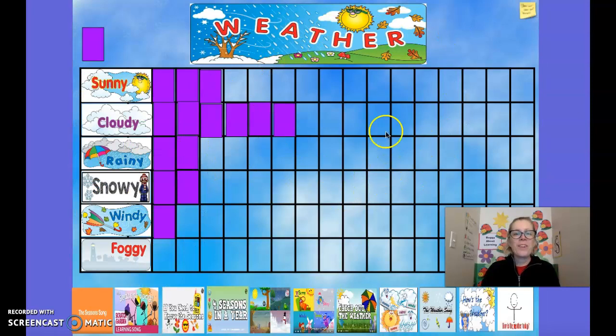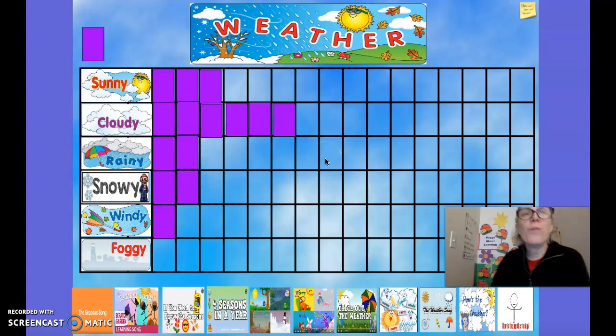Next is our weather graph. And today's weather, as I looked out the window, there was some sunshine and some blue sky. I think today is kind of a partly sunny, partly cloudy, but I like this picture because it shows a little bit of clouds and a little bit of sun. So I'm going to move a new rectangle to sunny.